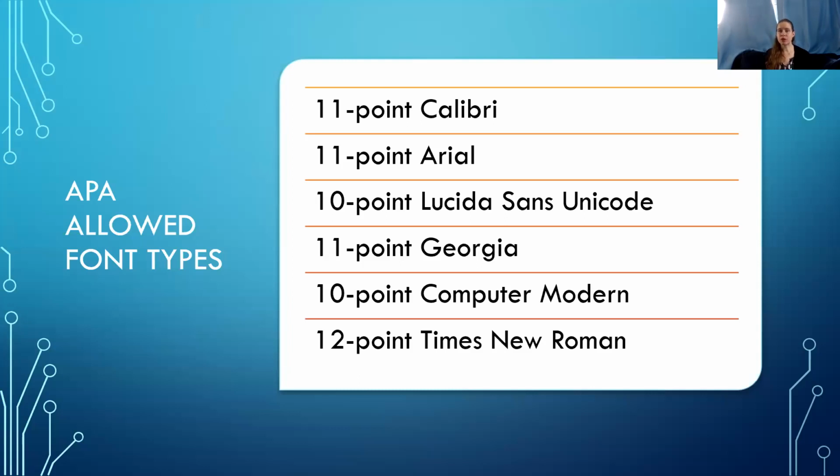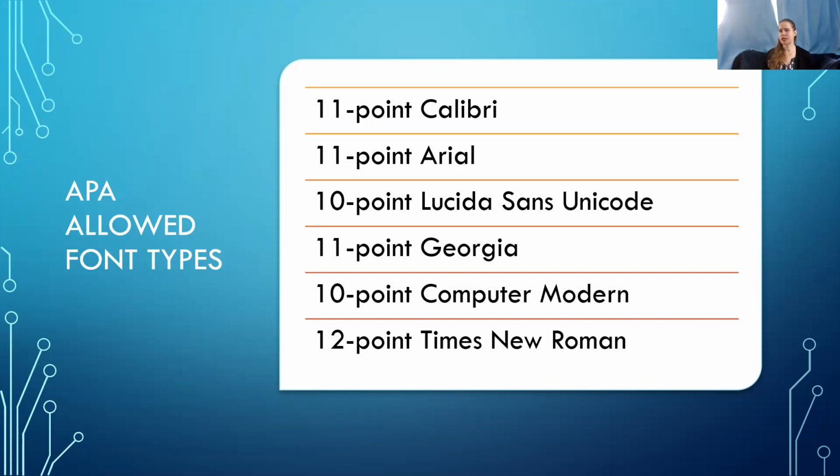Now, APA is a little bit more lenient on the font types it allows. For APA, you're allowed to select one of the following font types and sizes, and they do have to match up. 11 point if you are using Calibri, 11 point if you're using Arial, 10 point if you're using Lucida Sans Unicode, 11 point if you're using Georgia, 10 point for Computer Modern, and 12 point if you are using Times New Roman. The catch is that you have to stay consistent throughout the entire paper. You can't switch in the middle.